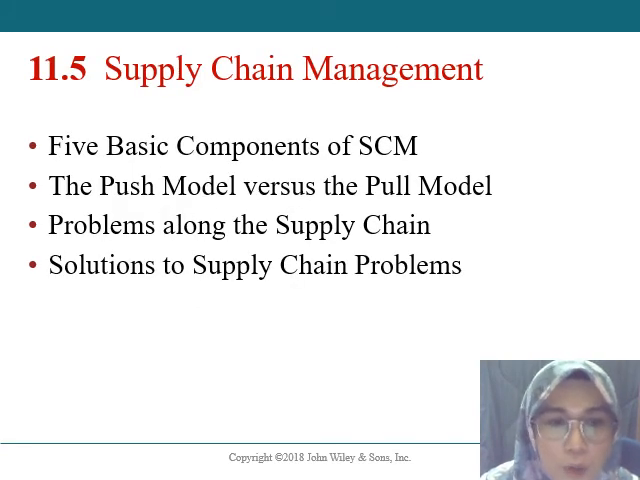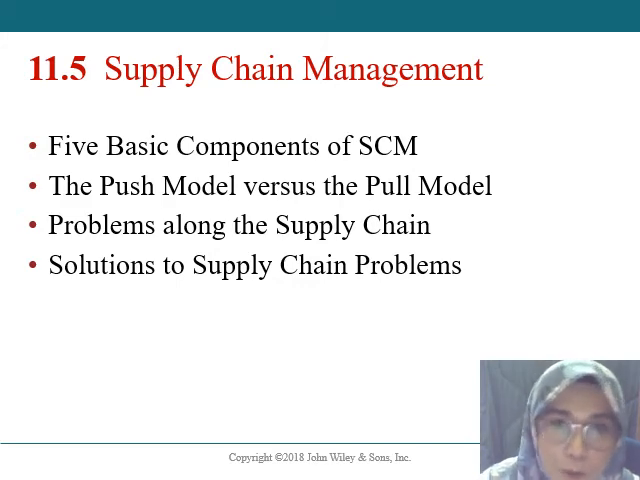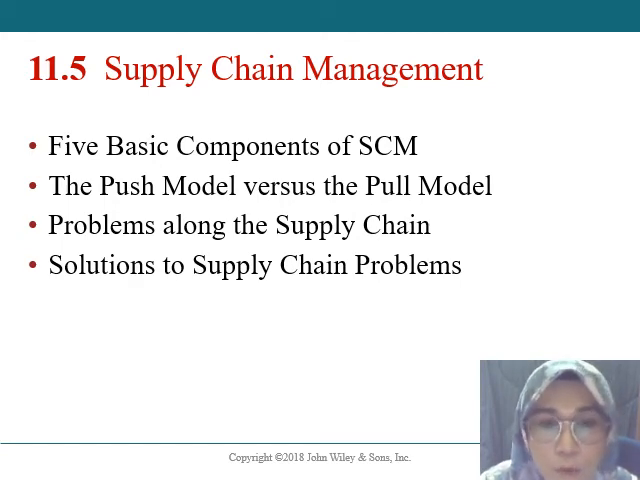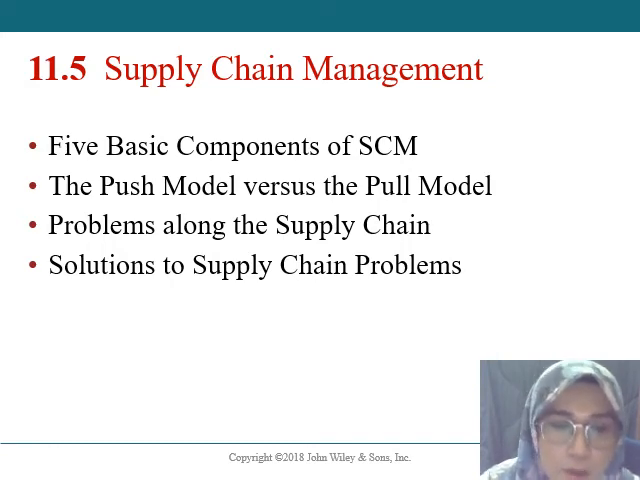Okay, so let's go to the supply chain management. So what we need to do here, we need to know here adalah 5 basic components of the supply chain management. The push model versus the pull model. So dalam supply chain management ni ada 2 model. So satu tu push model, satu tu pull model. So we are going to look at the problem also, problems that come along with the supply chain, and there is also a solution to the supply chain punya problem.